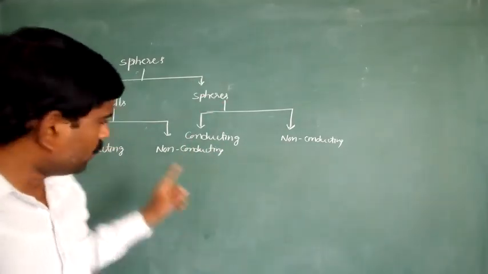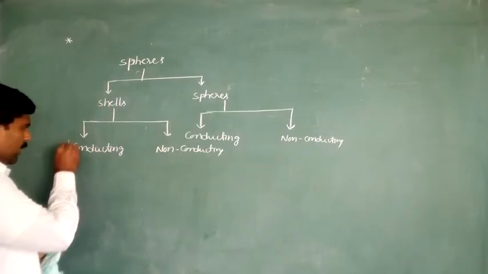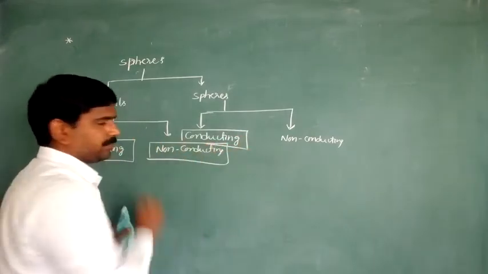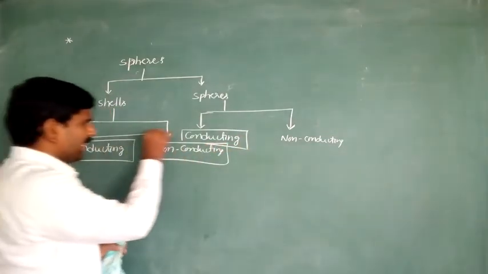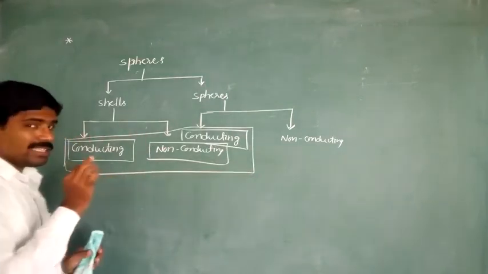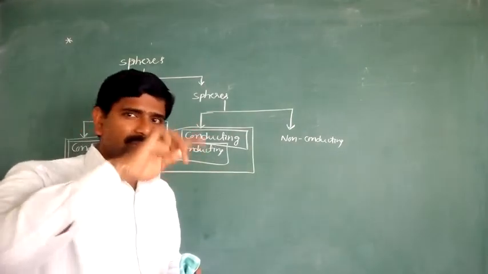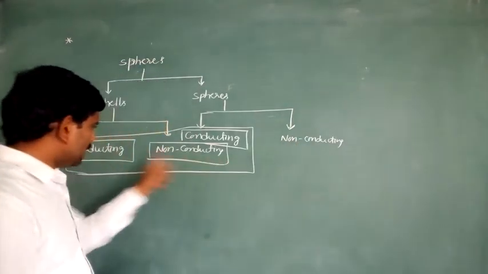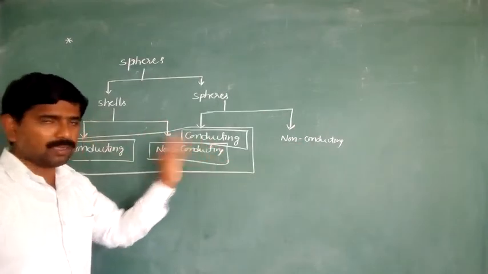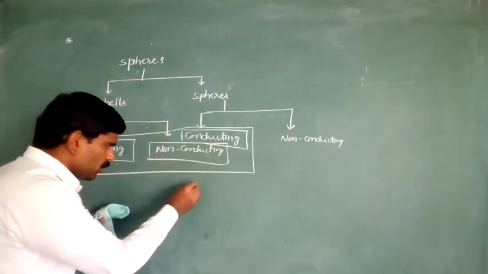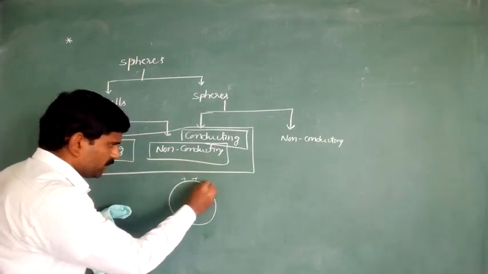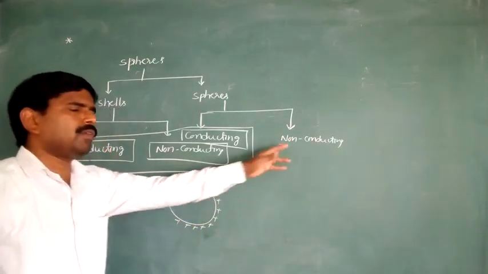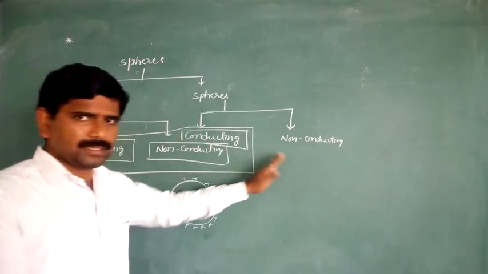Observe the conducting shell, non-conducting shell, and conducting sphere. These three are the same model. Here the charge is distributed on the surface only, but for the remaining one there is a different case. We will discuss that one also.